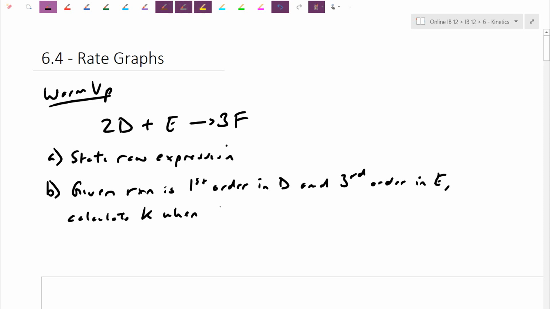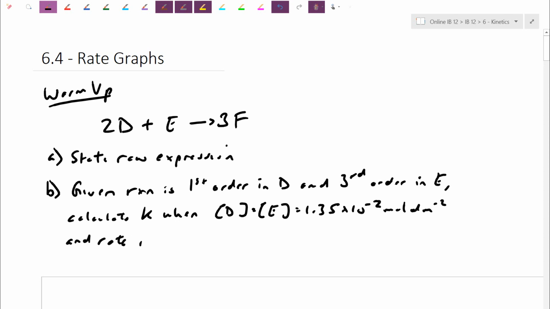when the concentration of D is the same as concentration of E, just to save us a little bit of writing here. The concentration of both is 1.3 times 10 to the negative 2 mole per dm negative 2. And the rate, the actual speed of the reaction at this condition, the rate is 3.75 times 10 to the negative 5. A funny set of units here, mole per dm negative 3, and seconds minus 1. Right? So again, I encourage you just to pause the video, try it out for yourself, and then you can check your work with me afterwards.